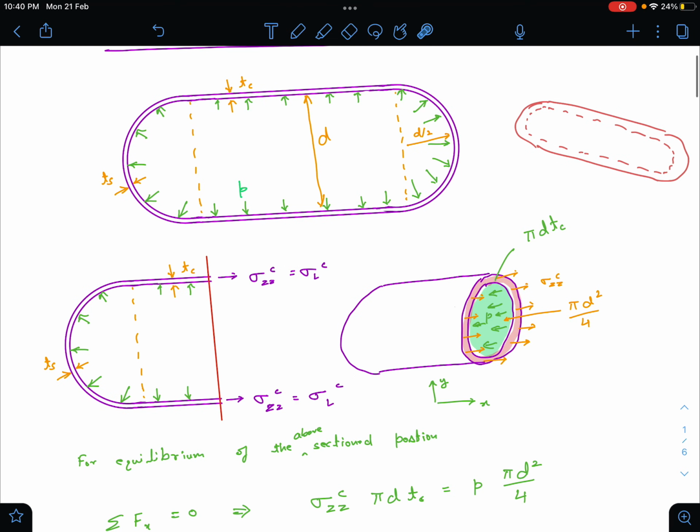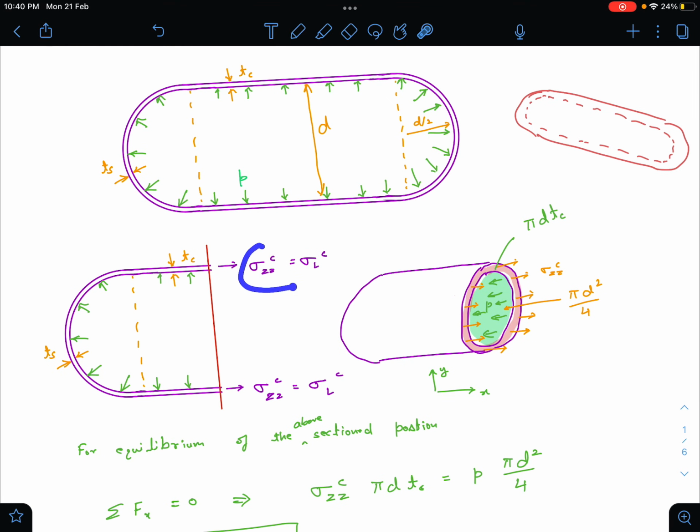Okay, so sigma zz in the cylinder, sigma zzc, is acting over here in this region. This area is pi d times tc. Tc is the thickness of the cylindrical portion and ts is the thickness of the spherical portion. So this sigma zzc is acting on this area pi d tc, while this pressure P is acting on this whole area, which is given by pi d square by 4.